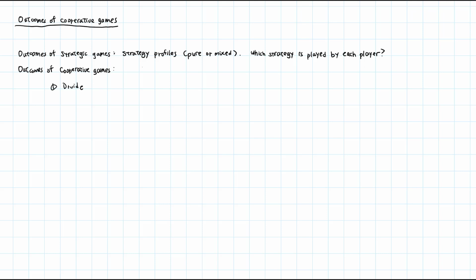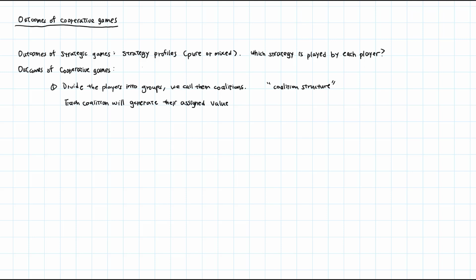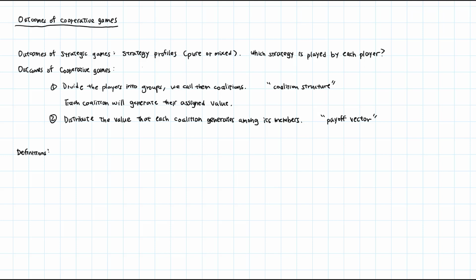The first part is we divide the players into groups, which we call coalitions. This is a coalition structure. Now each coalition will generate their assigned value, which we get from the characteristic function v. So the second part of the outcome is that we distribute the value that each coalition generates among its members. This is called a payoff vector. We now give some formal definitions.